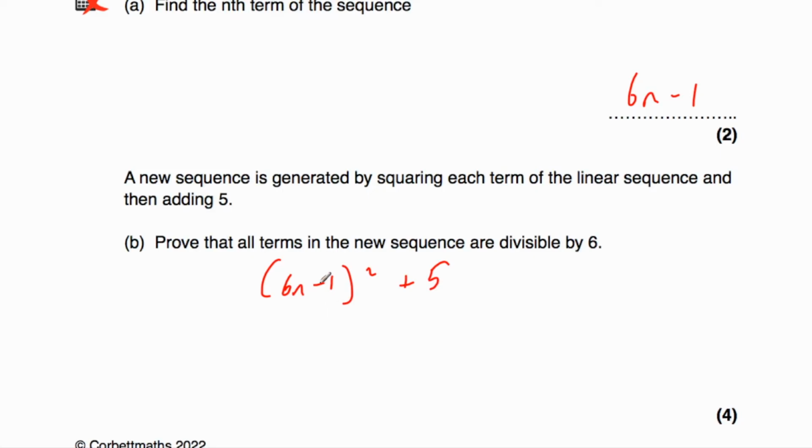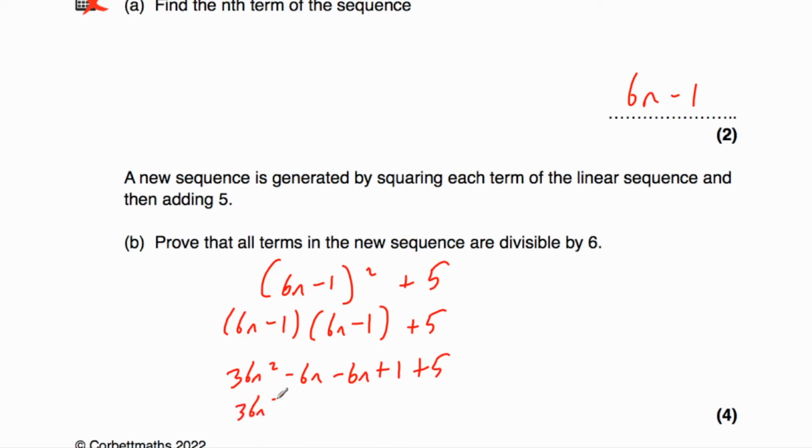So let's expand this and see what we get, and then hopefully prove that all of those numbers are divisible by 6. Expanding the bracket, it's going to be 6n minus 1 bracket 6n minus 1, and then we've still got our plus 5. 6n times 6n is 36n squared. 6n times minus 1 will be minus 6n. Minus 1 times 6n is minus 6n. And minus 1 times minus 1, well, negative times a negative is a positive, so plus 1. And then we've still got our plus 5. Collecting our like terms, simplifying this will give us 36n squared, minus 6n minus 6n would be minus 12n, and 1 plus 5 is equal to plus 6. So our new sequence has an nth term of 36n squared minus 12n plus 6.